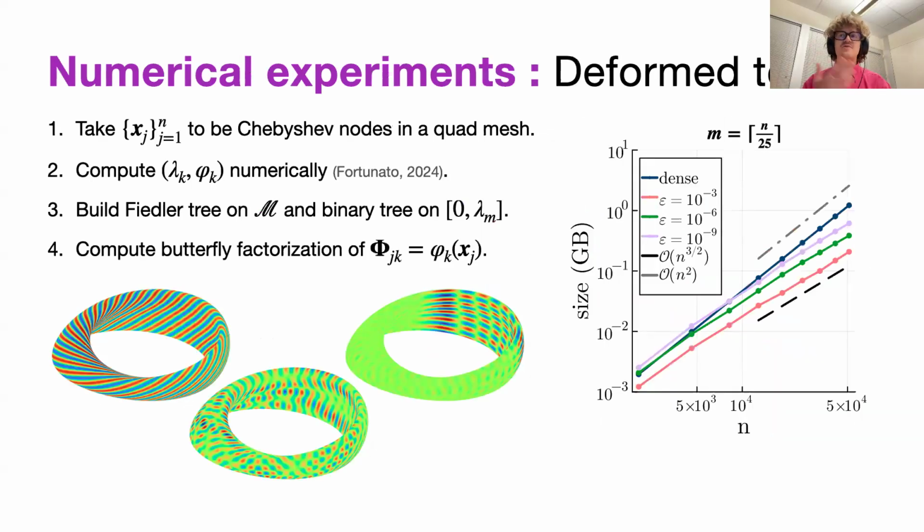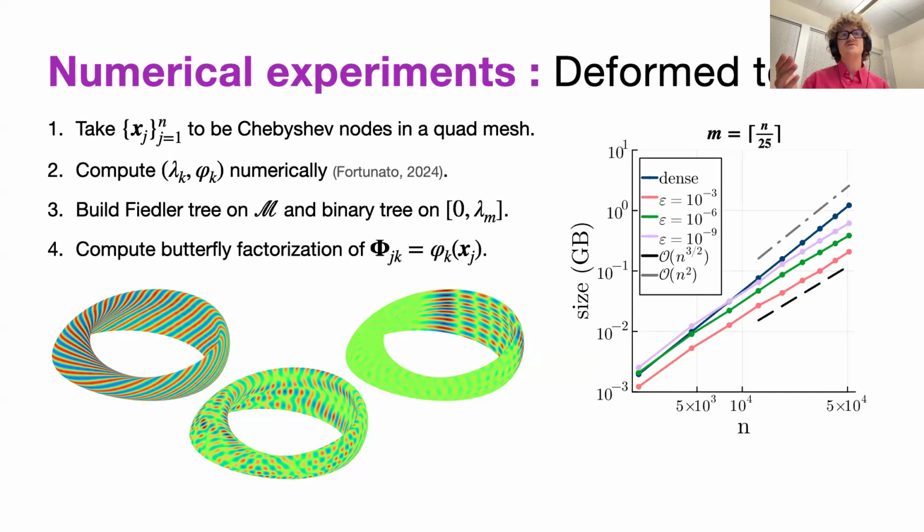Okay, so now that we have all of the tools ready, let's put them together and see how this performs in practice. So here we'll take this deformed torus mesh, and we'll take our points xj that define the rows of our transform matrix to be Chebyshev nodes in a quadrilateral mesh of this geometry.